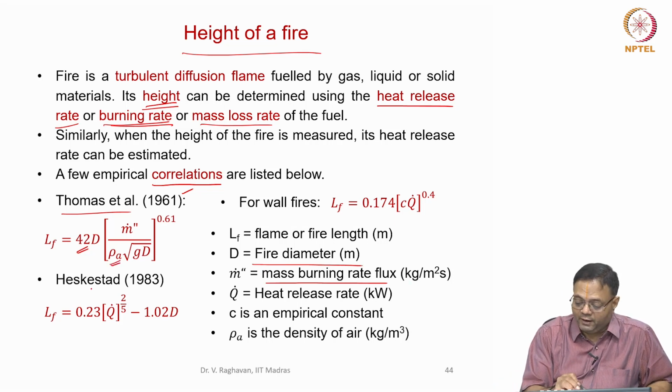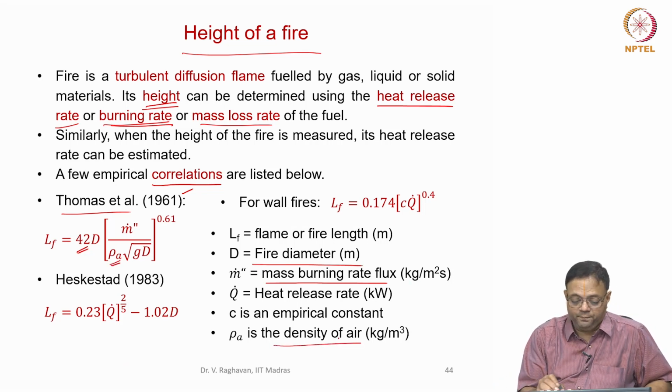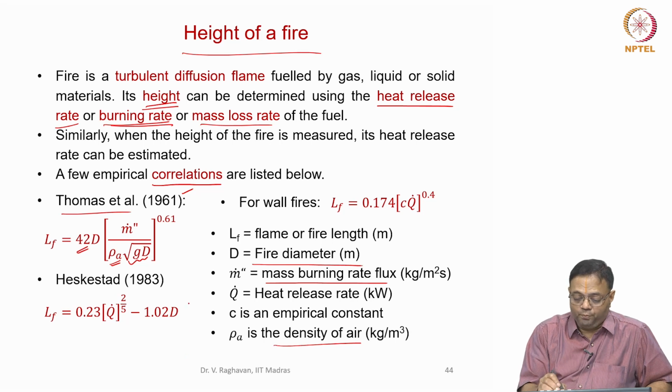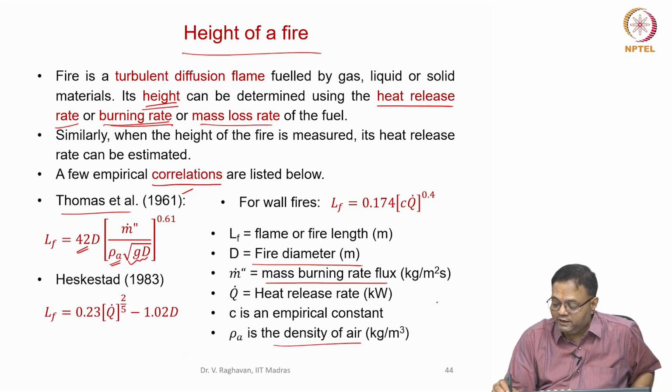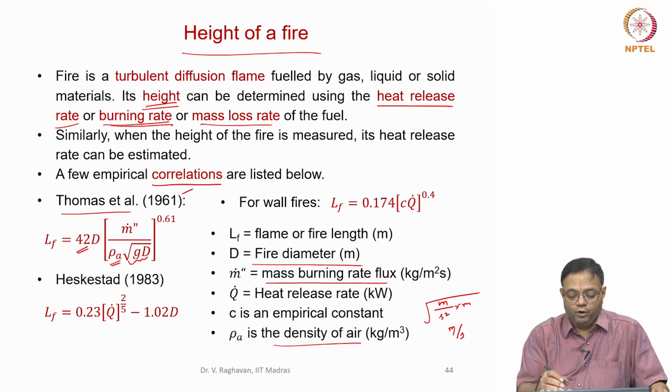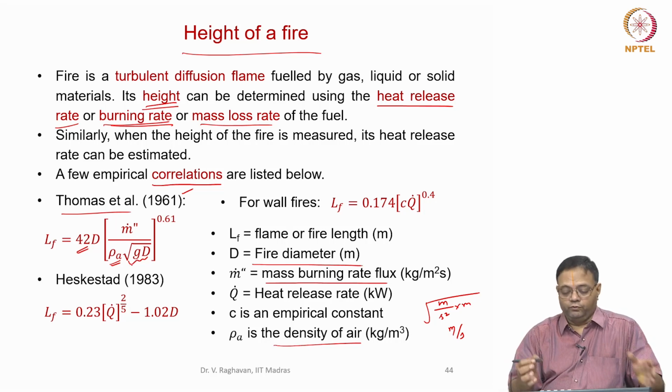divided by the ambient air density into a velocity scale. This root of dg is a velocity scale. Again you can see that g is meter per second squared and D is meter, so the square root will be meters per second. What does this velocity scale represent? That is the buoyancy induced flow, due to gravity, some velocity scale.